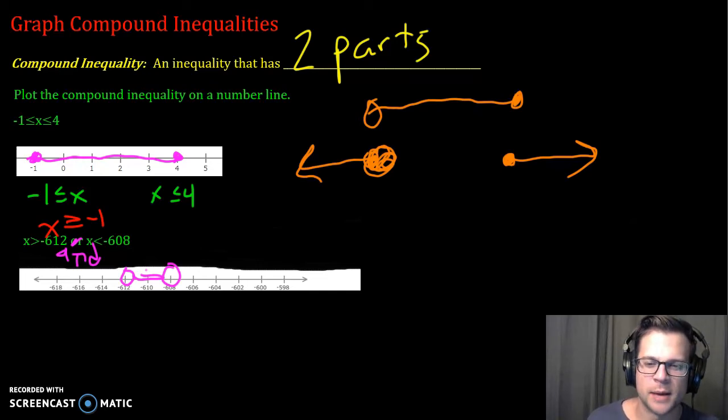All right, so those are your two options. Just go ahead and plot the point where the number is equal to, and then you follow each one individually. You'll never have the arrows going in the same direction.